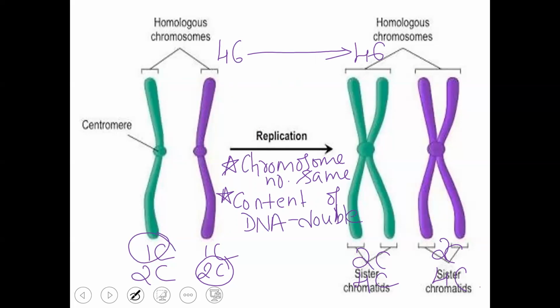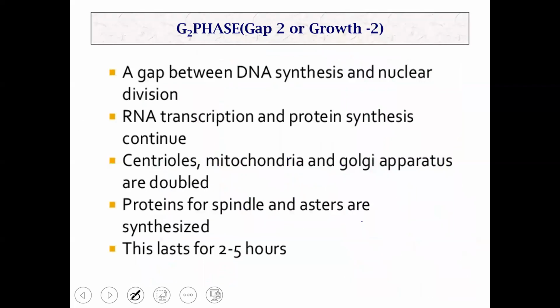All right, so let's go ahead. Coming to the G2 phase. The G2 phase is also called the gap 2 phase, or the growth 2 phase. This phase happens after the synthesis phase and before the M phase. So it is the gap between DNA synthesis and nuclear division. Nuclear division is nothing but the M phase. What exactly happens during this phase? In this phase, RNA transcription and protein synthesis will continue.